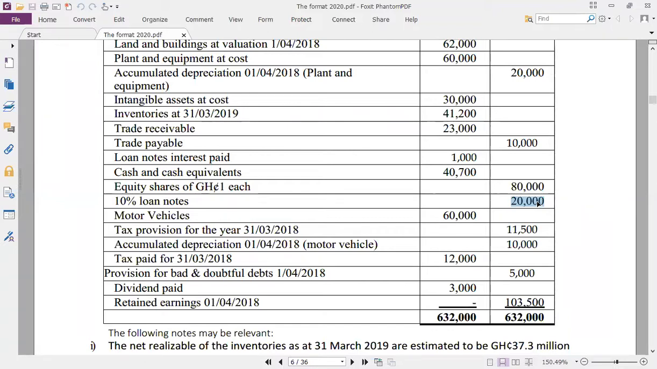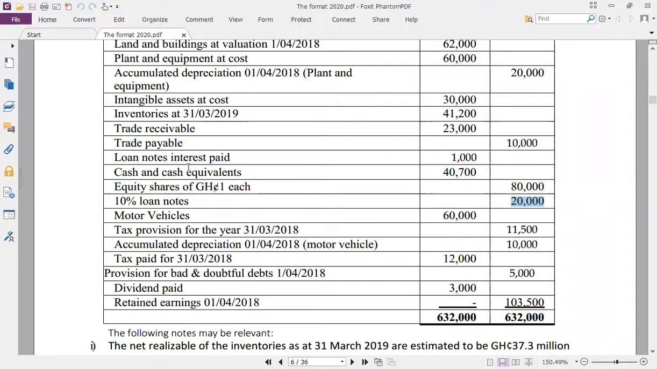So the 10% loan note. What will the interest be? The interest will be 2,000, right? That's 10% on 20,000. And then how much have they paid? Out of the 2,000, they paid what?